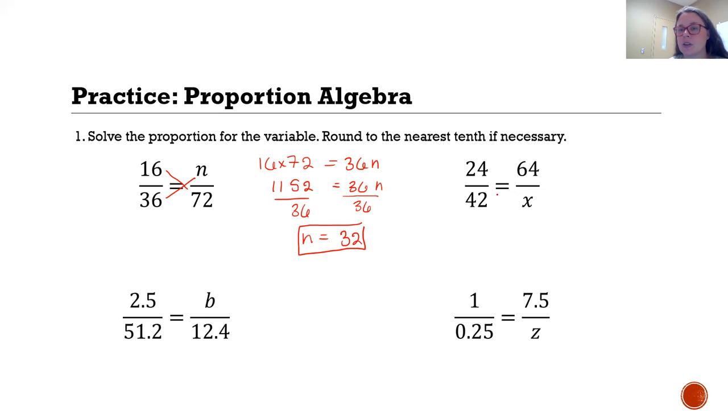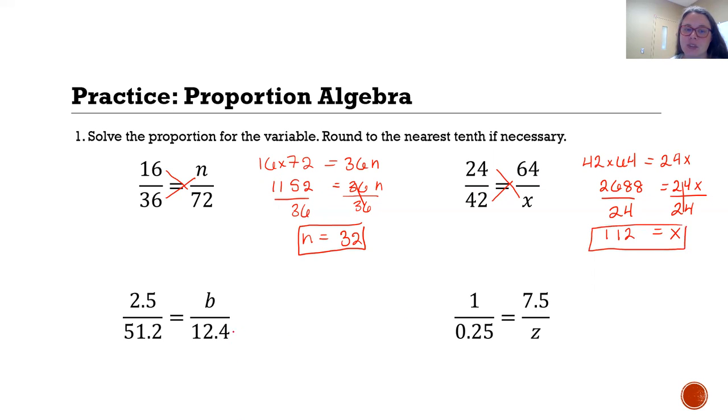Jumping over to this one, same thing, 42 times 64 is equal to 24x. 24 times x. 42 times 64 leaves 2,688 equals 24x. Divide both sides by 24 to cancel that out. So we want to get x all alone. So x is equal to 2,688 divided by 24 leaves us with 112.